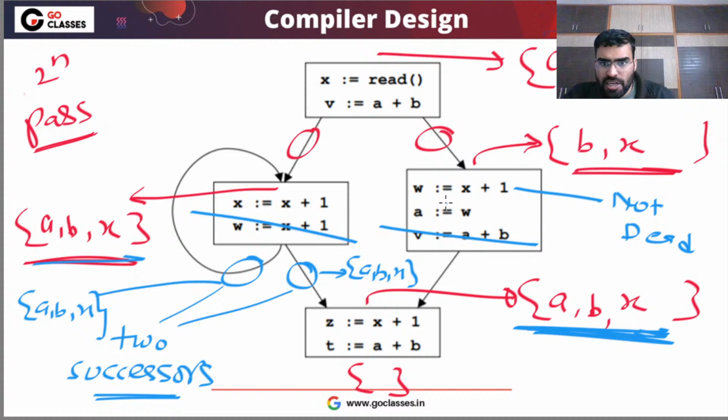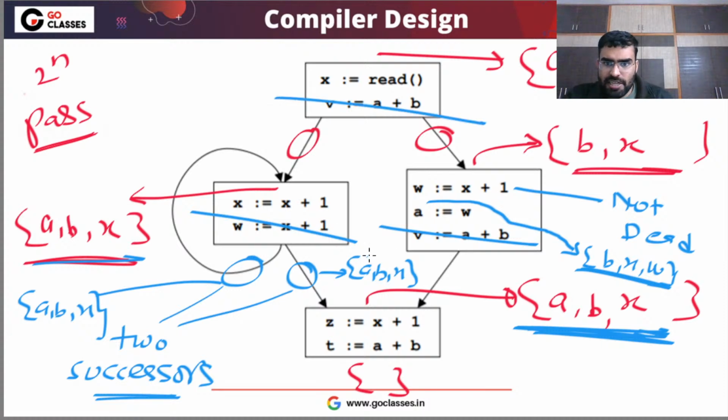Why is this statement not dead? Can anyone tell me? Because what is live here? You can notice this is ABX, minus V, so that is ABX. That is BXW, correct? So this is not dead. Remember, this statement is not dead. This statement is dead, this statement is dead, and similarly this statement is also dead, this statement is also dead.